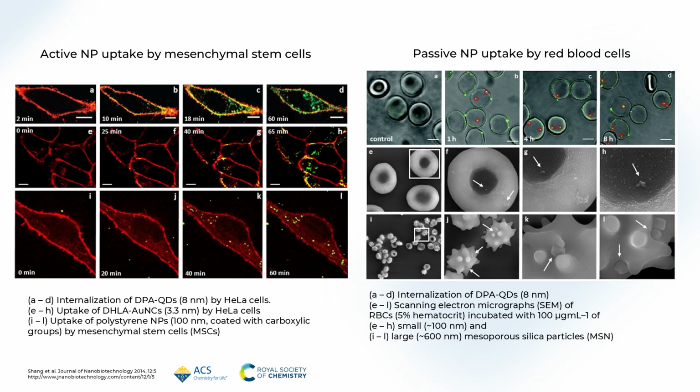Here we can observe two illustrations about the uptake of nanoparticles by the mesenchymal stem cell on the left and by the red blood cells on the right. And we can observe the differences in the uptake according to the size of the nanoparticles. On the left, we see that the most active uptake is exactly at the level of 8 nanometers in comparison to 100 or 3.3 nanometers.